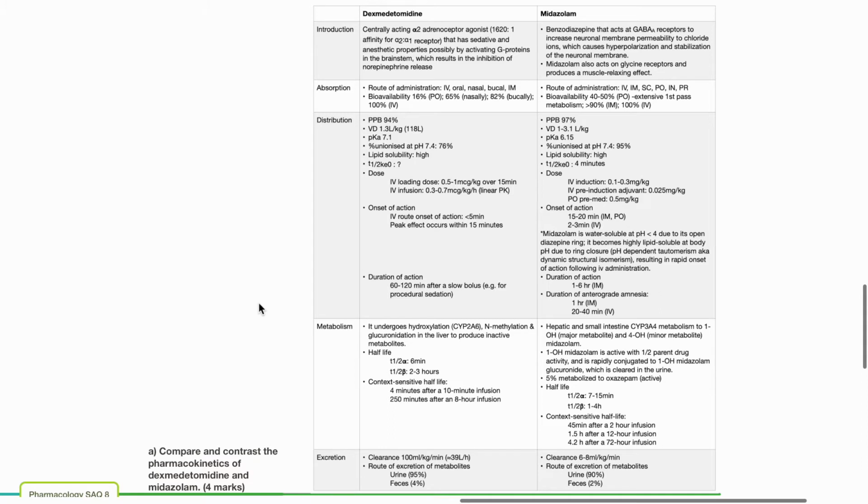Excretion of dexmedetomidine, clearance is 100 mL per kg per minute, or about 39 liters per hour. Route of excretion of metabolites is mainly via urine 95%, minimally in the feces 4%. Excretion of midazolam, clearance is 6 to 8 mL per kg per minute. Route of excretion of metabolites is mainly in the urine 90%, minimally in the feces 2%.